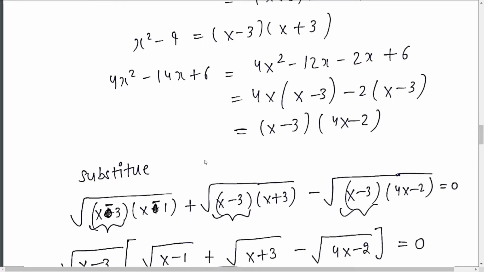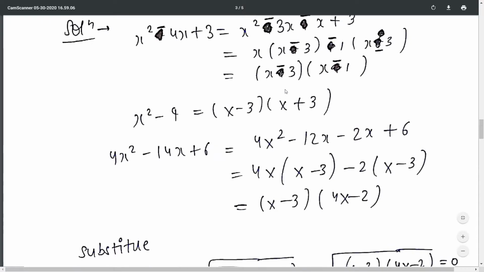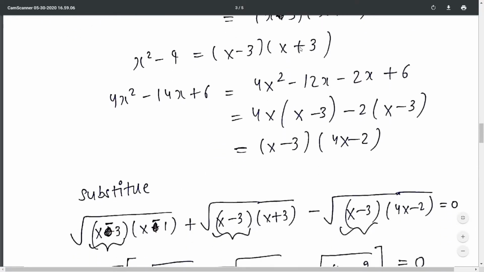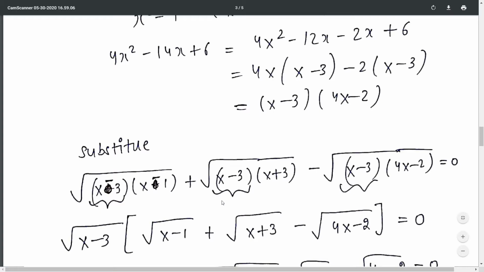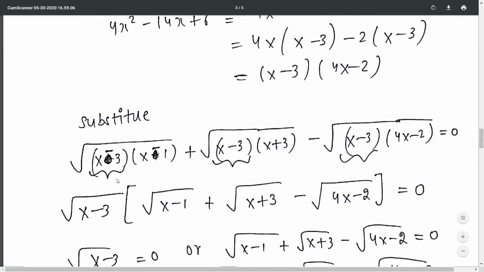First polynomial is substituted: (x minus 3) into (x minus 1). Second is (x minus 3) into (x plus 3), and third is this. Now you see x minus 3 is common in all of them. So I'll take it out, and the root sign will come because it is under the root sign. So x minus 3 is taken, and we are left with root x minus 1, root x plus 3, and root 4x minus 2 with a negative sign, right?